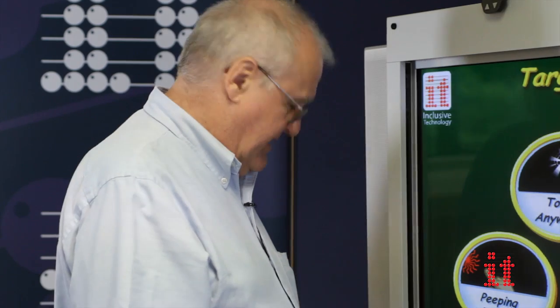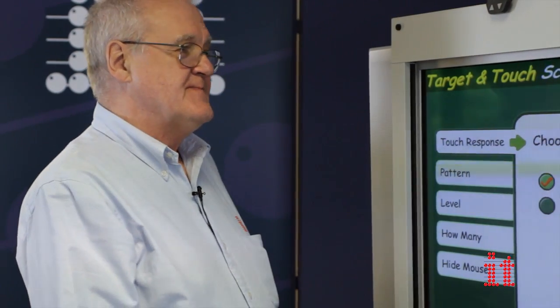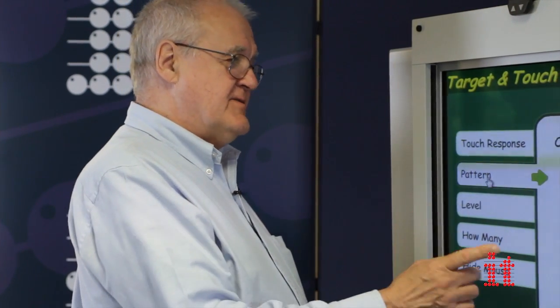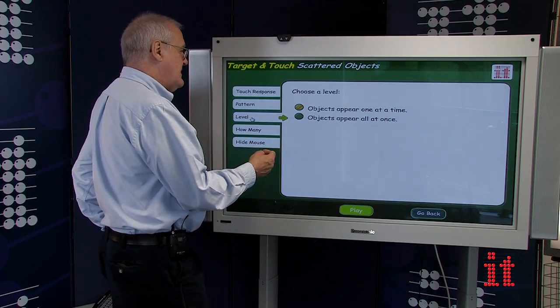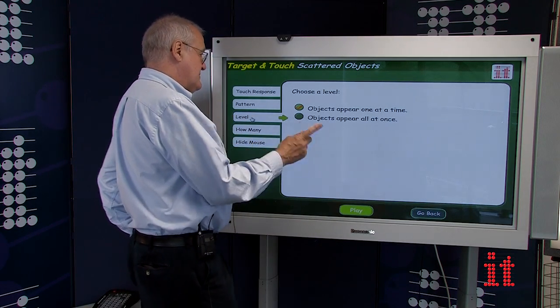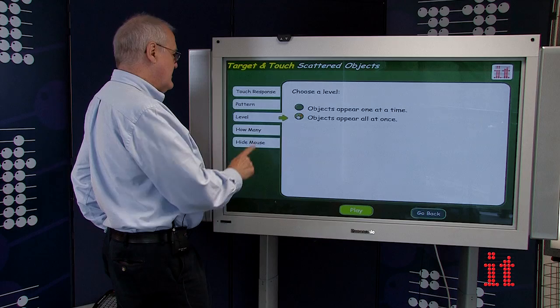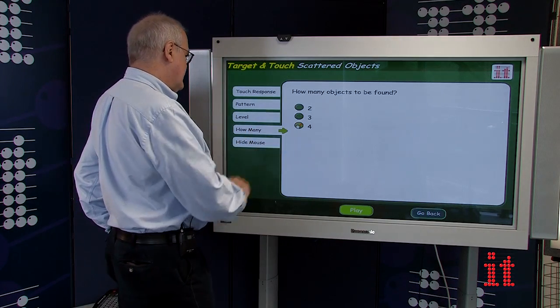Scattered objects. We have to locate objects which will appear around the screen, but this time, further options. Again, we can choose random pattern, the level. The objects can appear one at a time or they can appear all at once. We'll have the harder option, appearing all at once, and we'll have 4 objects.